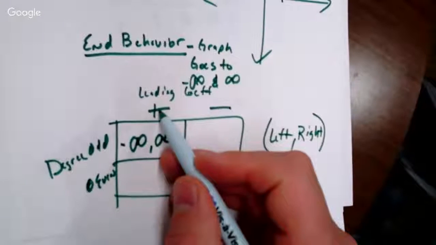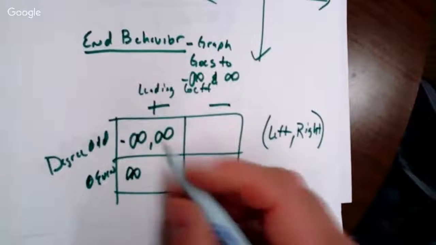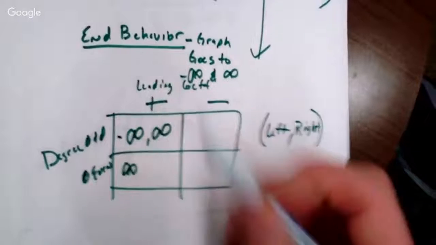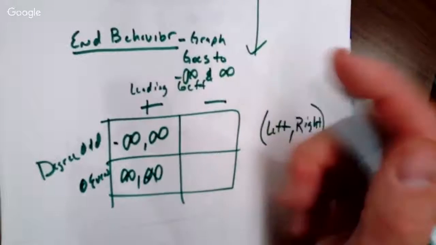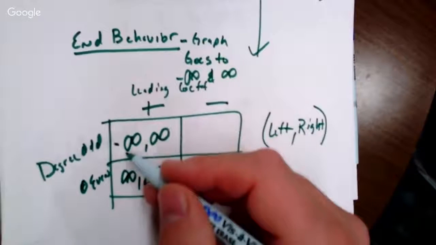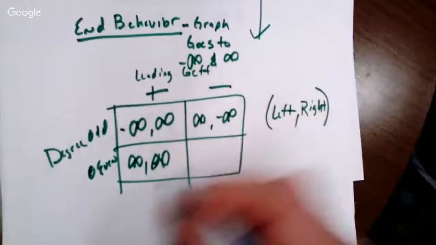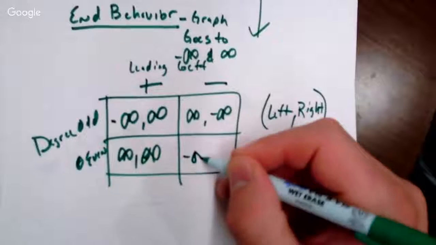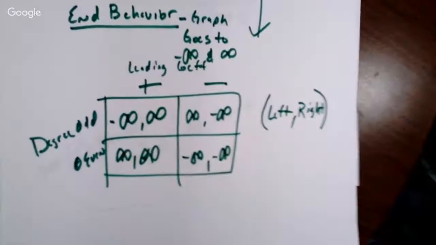If your leading coefficient is positive again and the degree is even, it's going to look like a quadratic, which looks like that. So it's going to positive infinity on the left and positive infinity on the right. If it's negative, it's the opposite of if it's positive. A parabola that's negative would look like that. Negative infinity, negative infinity.